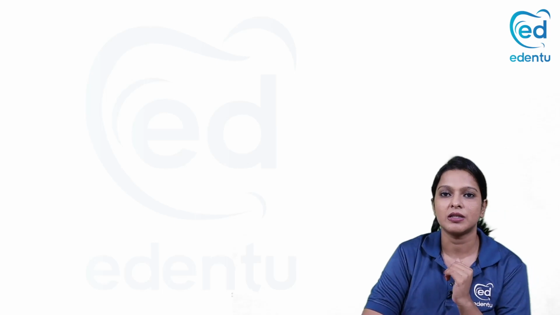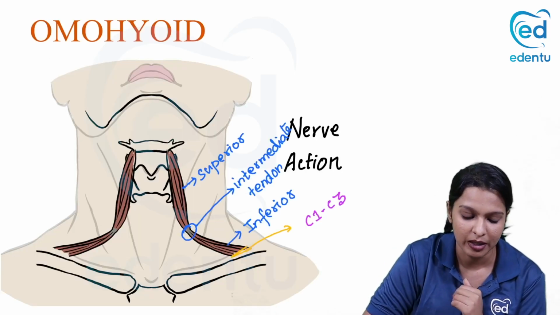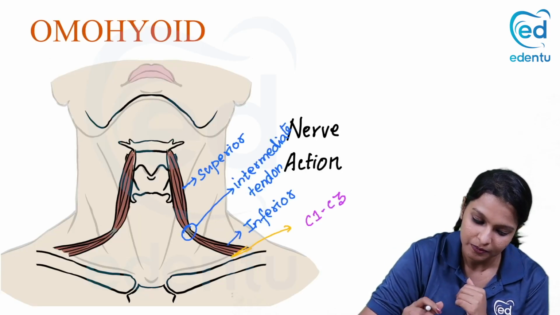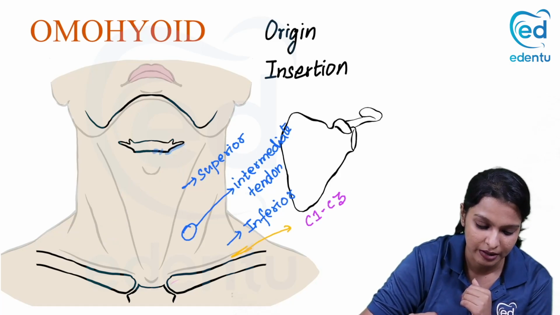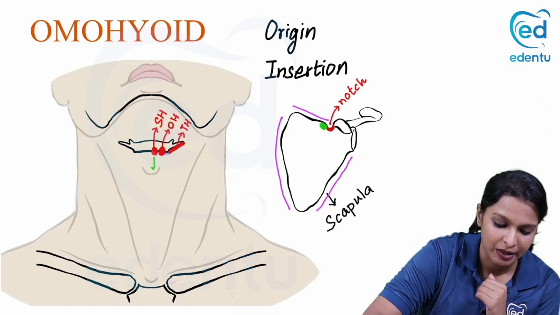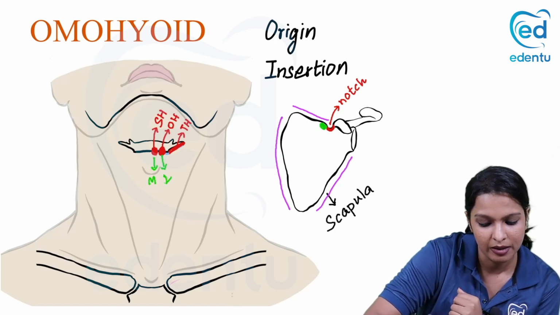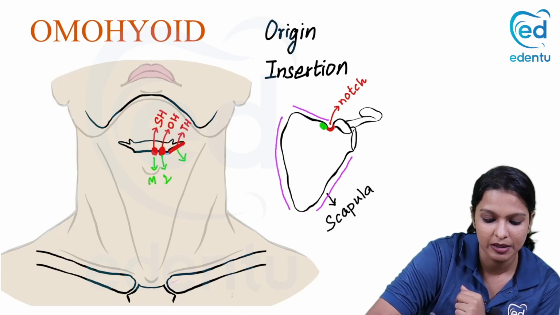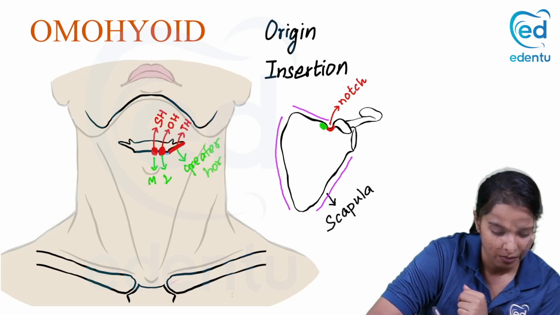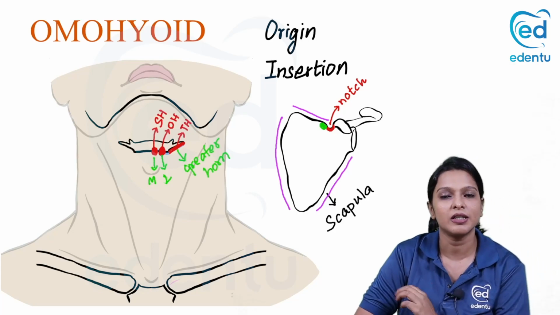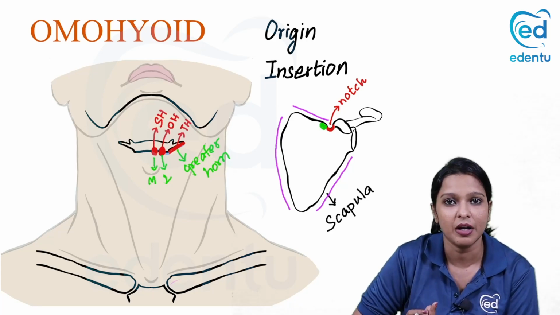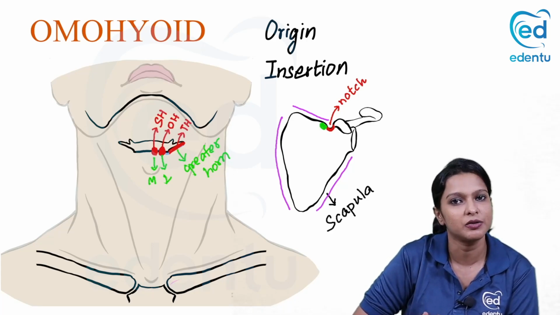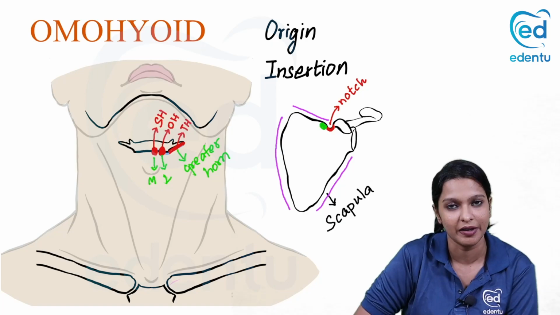That will insert more laterally when compared to the sternohyoid. You can see sternohyoid is medial and omohyoid is lateral, whereas thyrohyoid is present on the greater horn. So this is the origin and insertion of all the infrahyoid muscles. In the next part of this video, we will see what the ansa cervicalis is.